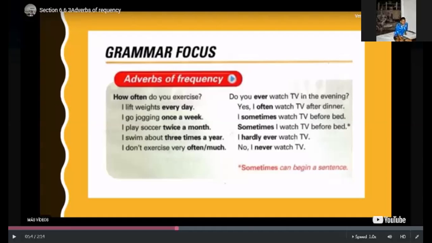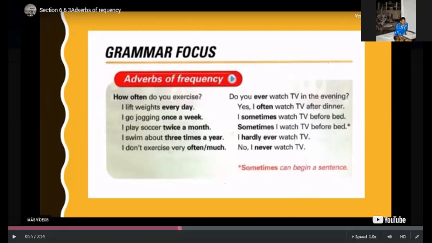Okay, so as you can see, there are many frequency adverbs that we can use. So let's see, which ones do you see here? Jose? Jose Cabrera. Often. So we have often, right? To describe the frequency. Y ayer decíamos que la pregunta que va a responder los adverbios de frecuencia es how often, con qué frecuencia. Okay, so let's continue.